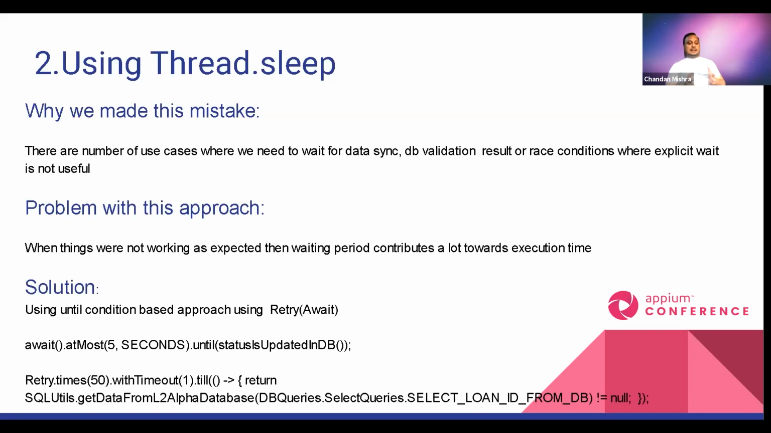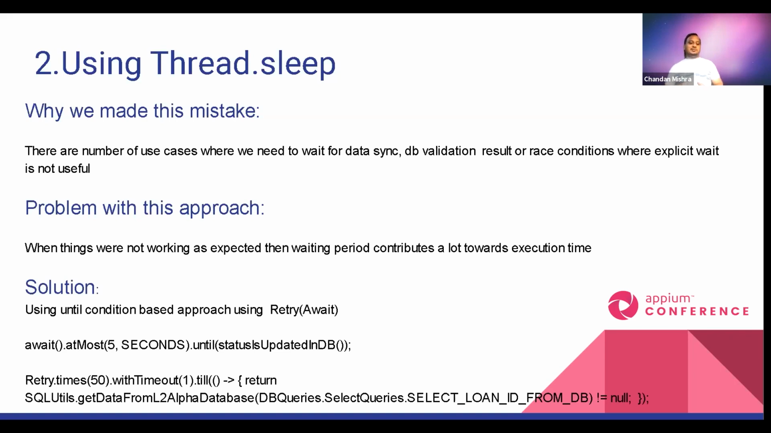This is one example: await dot at most 5 seconds until status is updated in DB. I customized that, and on top of that I made some additional changes, and the final command looks like this: retry. The number of times I have to try, like 50 in this case, with a timeout interval. So I can keep changing the timeout interval. Let's say if I have to check every 5 seconds for a cron job, I can do that. Then I have code here which I can run as a lambda expression. I said that till the data loan ID present in the database is not null, it keeps checking 50 times, every second.